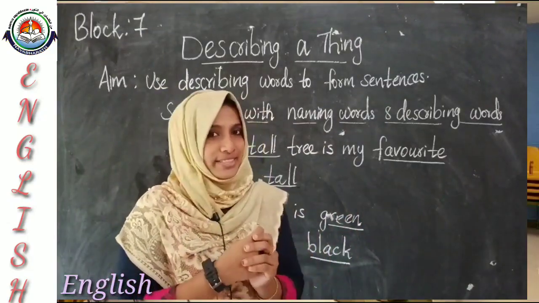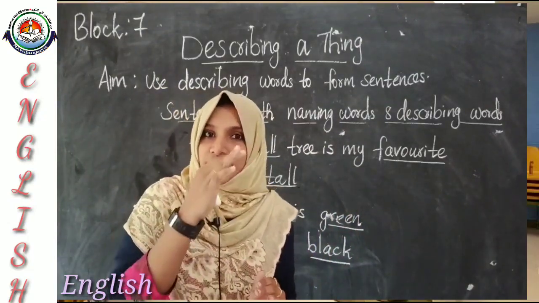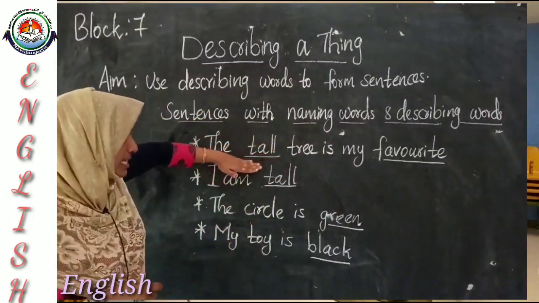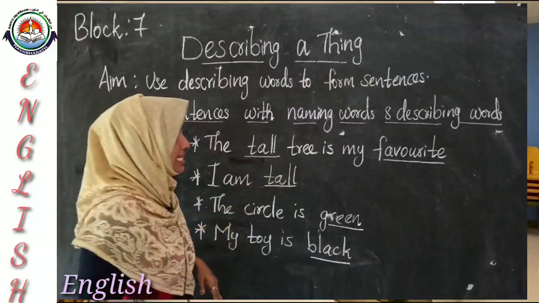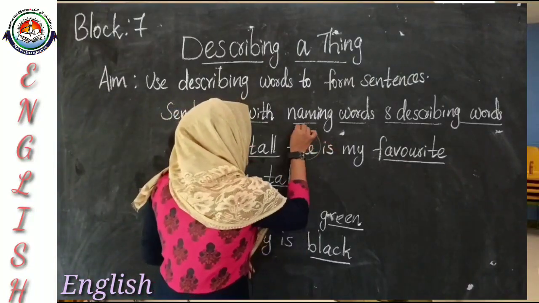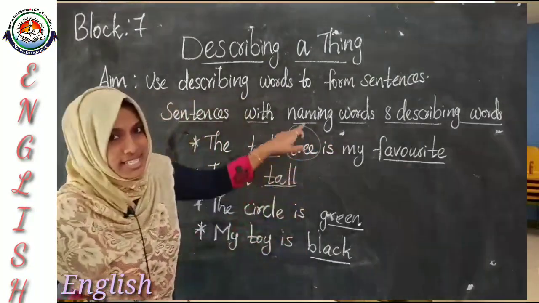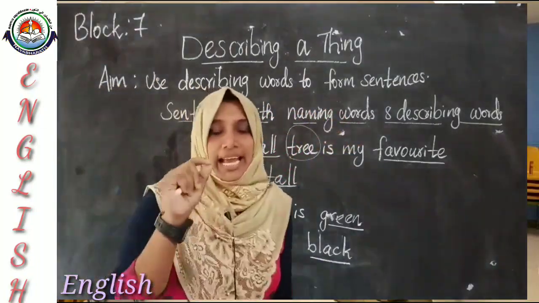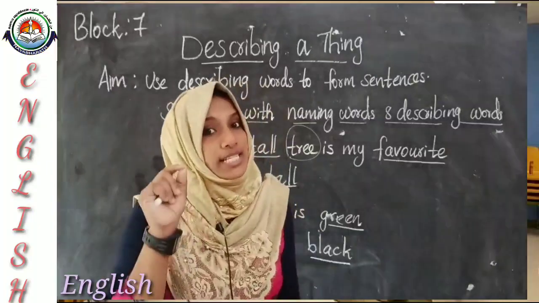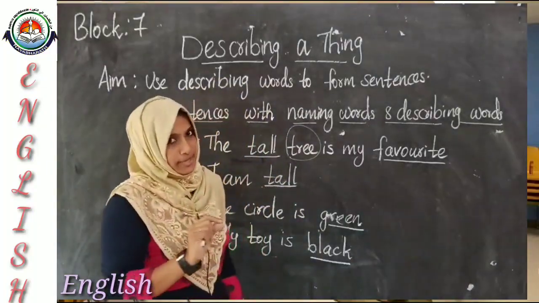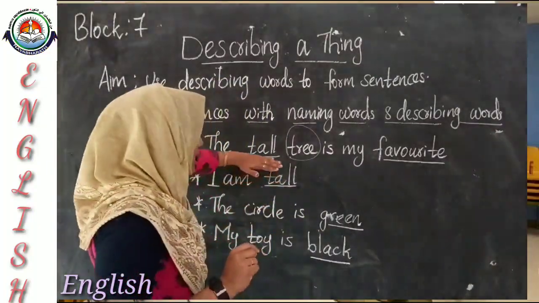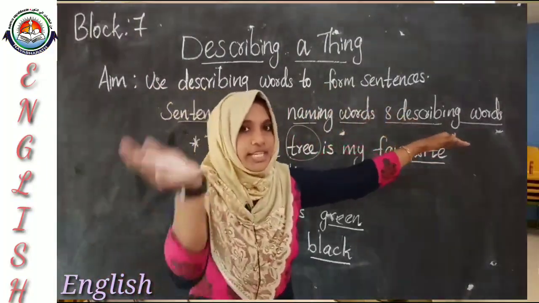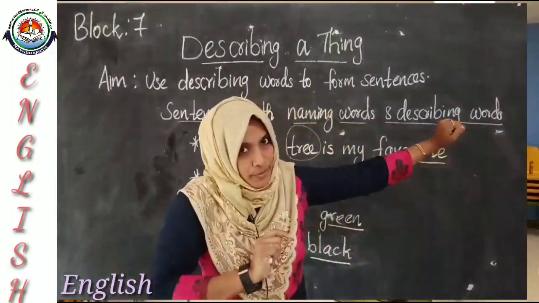So in that activity, first of all, we have taken some naming words. What is the naming word from this first sentence? It is tree. It is a naming word. It is a name of a thing. And then we have taken some describing words to describe the naming word. So what are the describing words? This tall and favorite. These two words we have taken after taking the naming word.